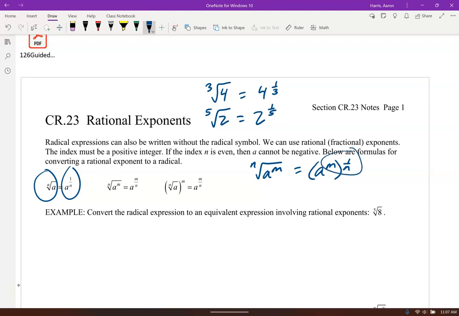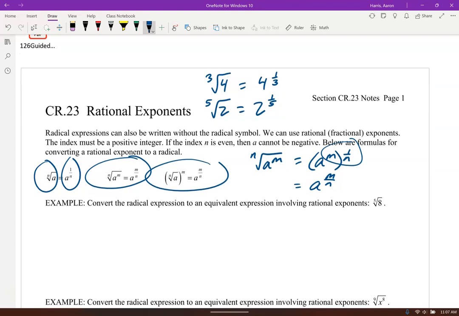And then you can go ahead and multiply those. So a to the m over n, right? So either one of those works there. There's your properties or your notations for rational exponents.